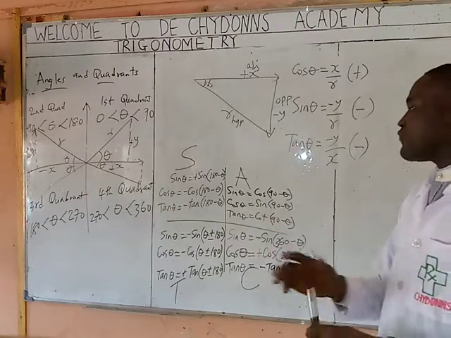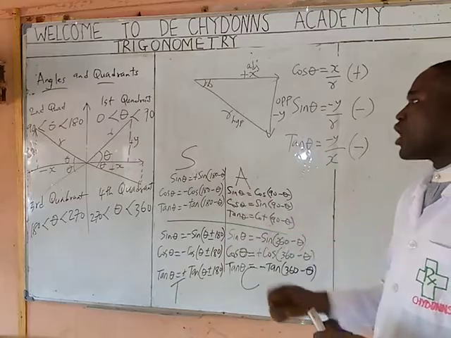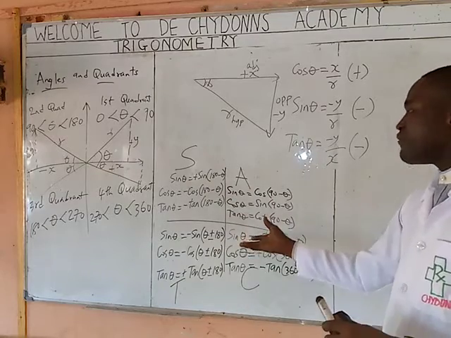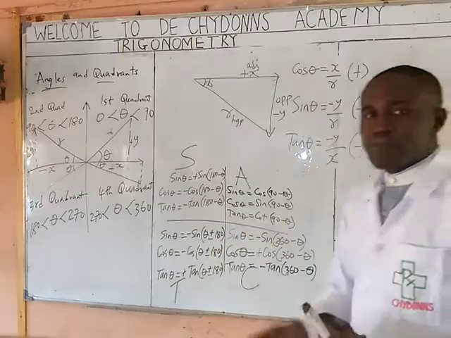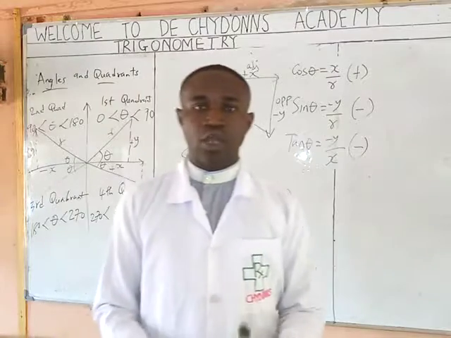So this is what happened in the fourth quadrant, and this can be used to solve any question on trigonometry involving quadrant. In the next video, we will see how to use this quadrant to solve questions on trigonometry.